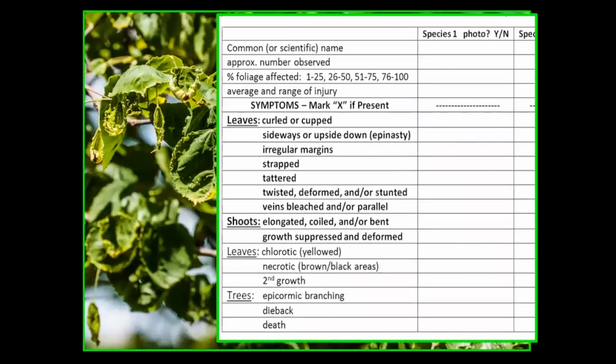If we were recording those, in this case, we had one redbud in an urban yard. We'd say the approximate number observed was 1. And we had leaves cupped or curled. We had irregular margins. We had twisted or deformed leaves. And down in the additional symptoms, we had chlorotic leaves as well, chlorotic foliage.